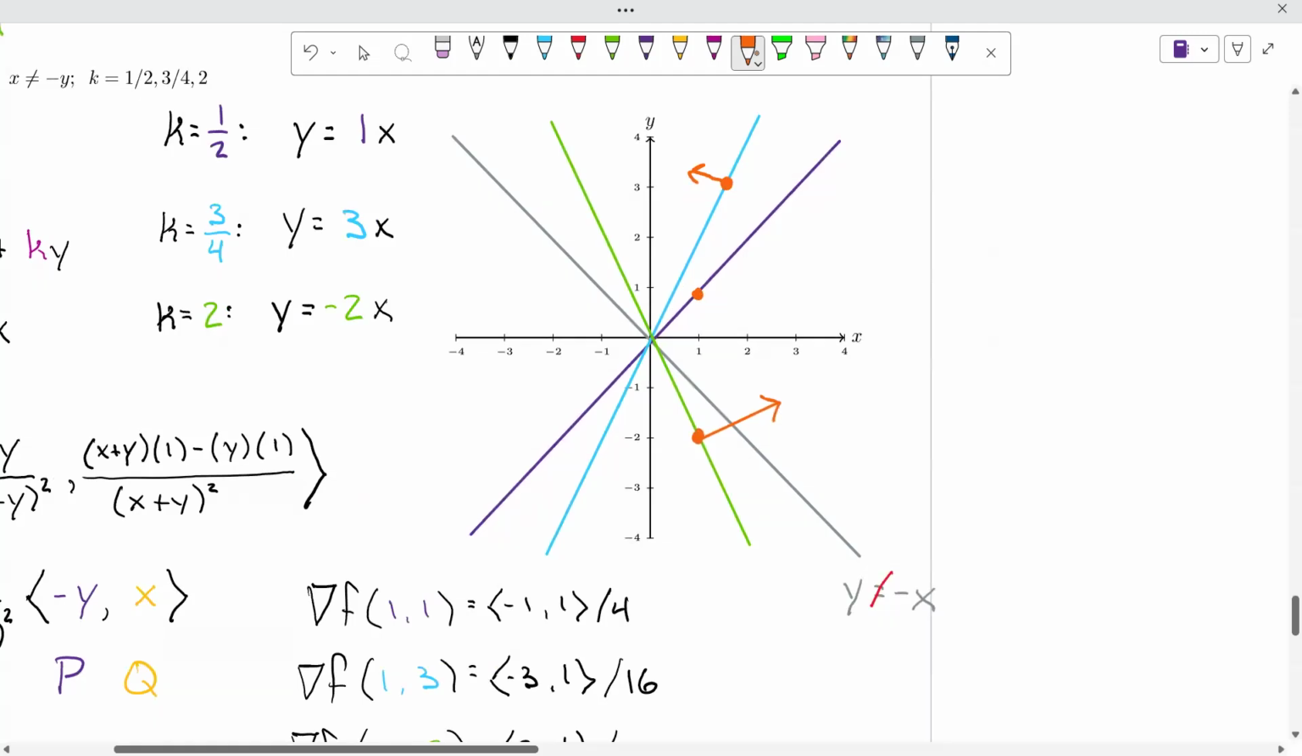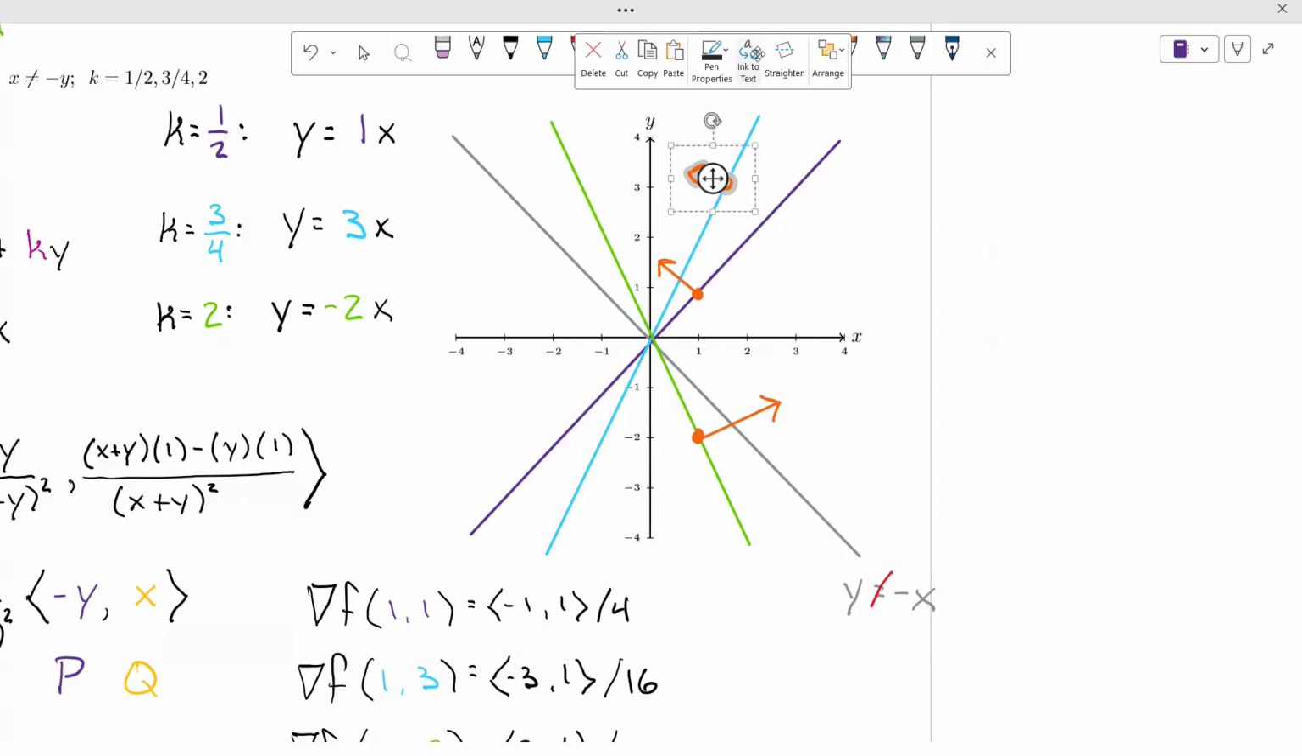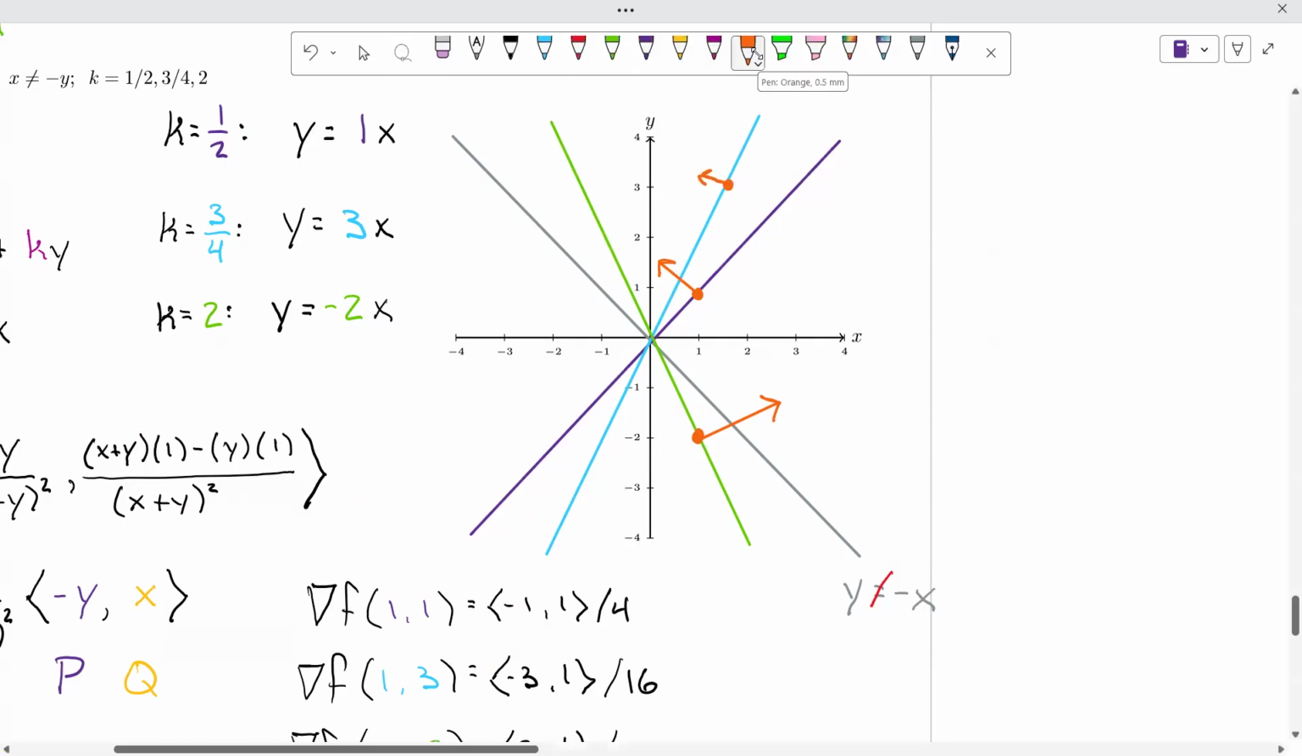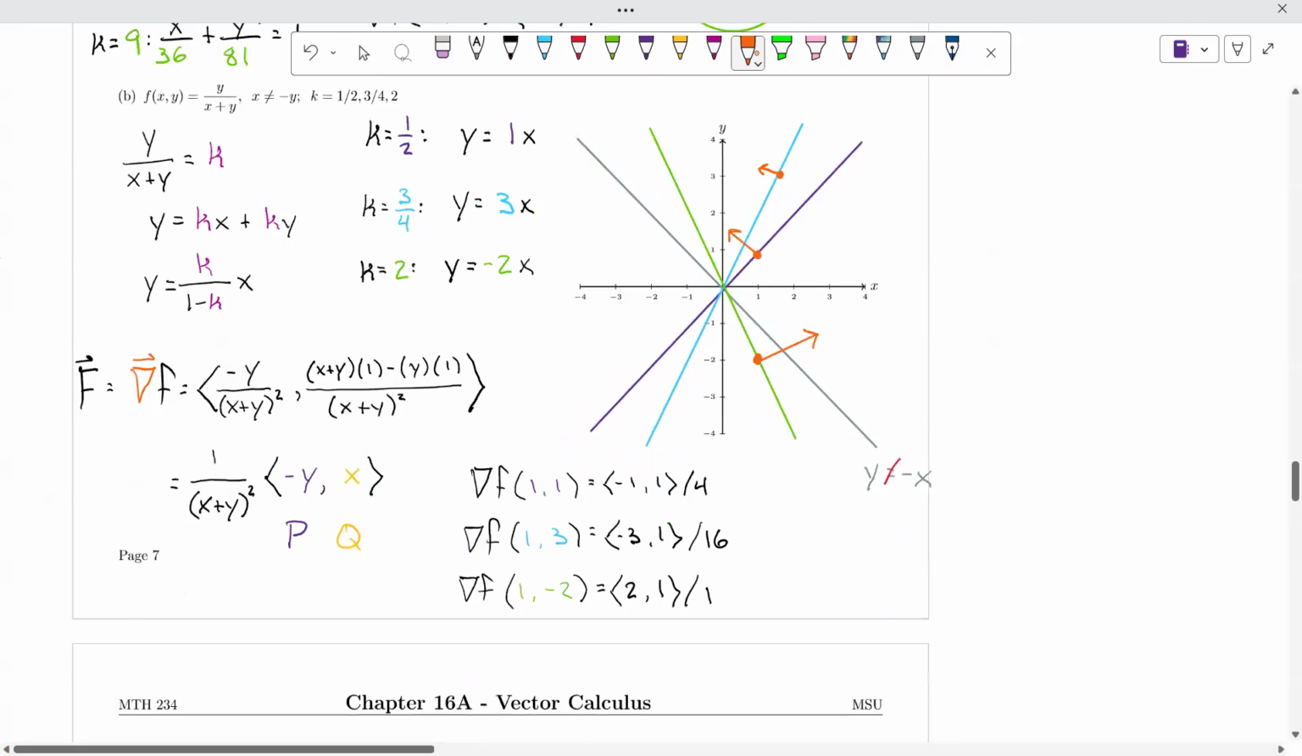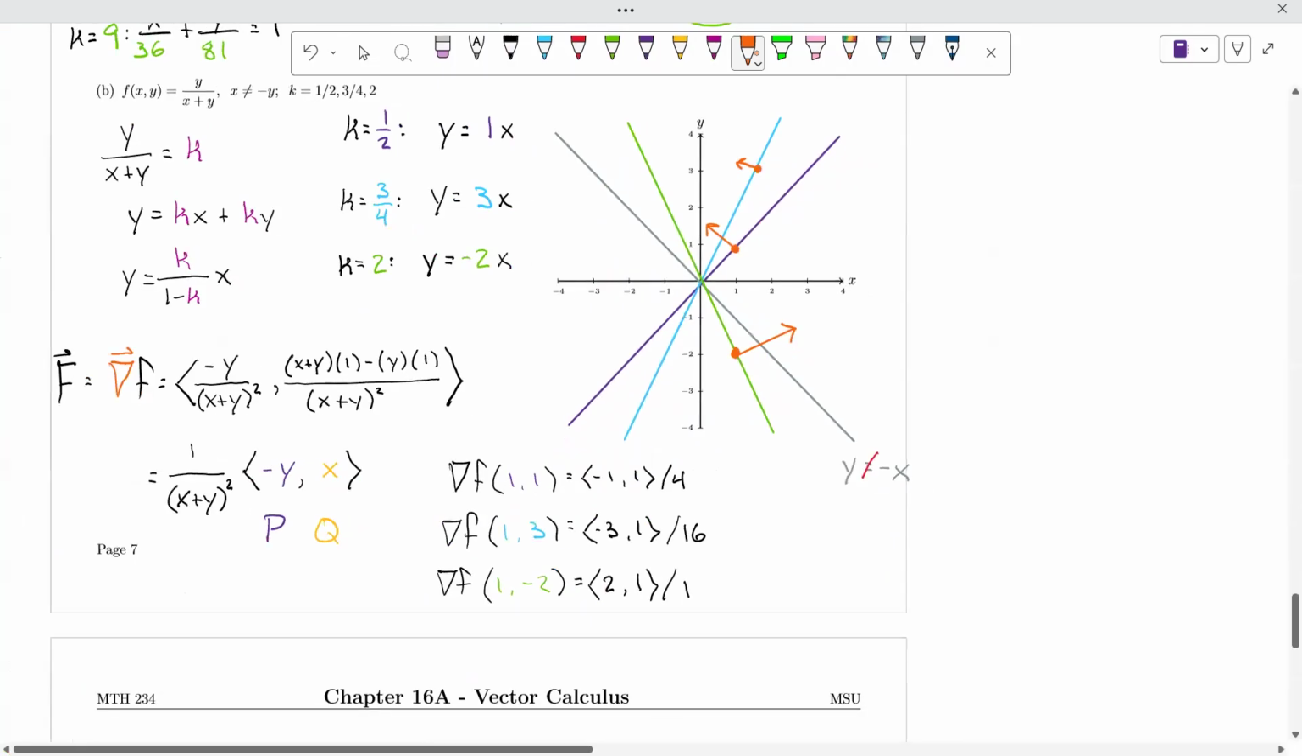For the purple one, negative 1, 1, be pointing left and up, and kind of in the middle of the two as far as its magnitude goes. Maybe something about like that. Honestly, I should probably squish this guy down a little bit. He should be pretty short. He doesn't have a ton of magnitude there. So those are those gradient vectors, all marked off in orange.